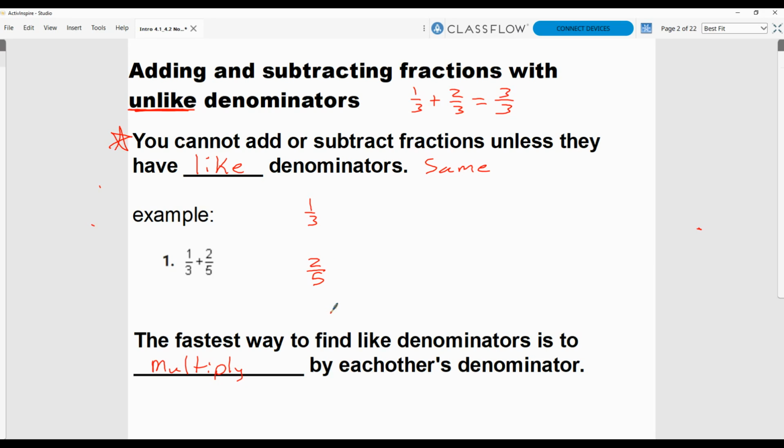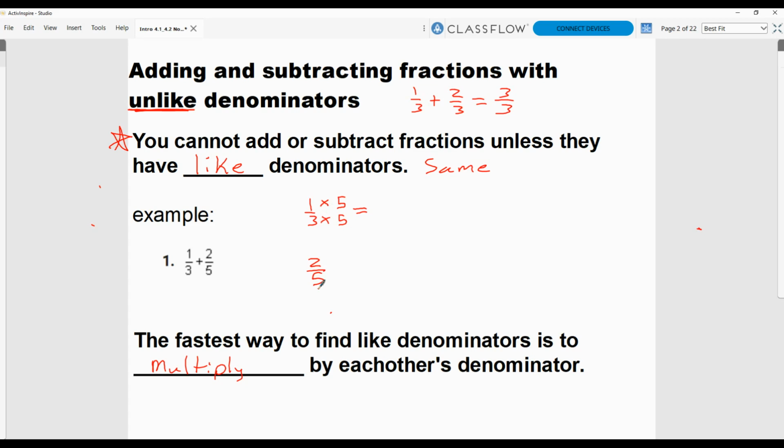Now we're going to do this trick here. We're going to multiply by each other's denominators. Here's what I mean. This fraction down here has a denominator of 5. So I'm going to take this fraction 1/3 and I'm going to multiply both the top and the bottom by 5. This fraction is getting multiplied by this one's denominator.